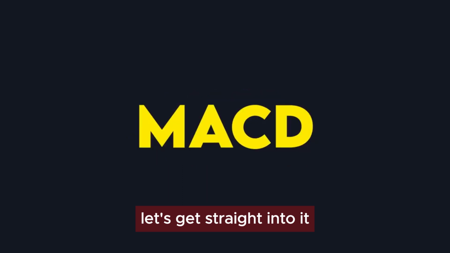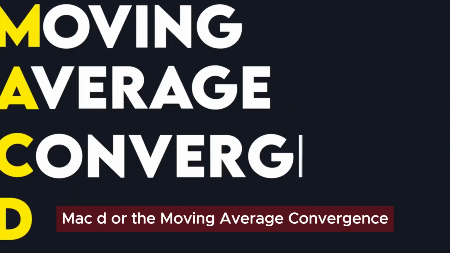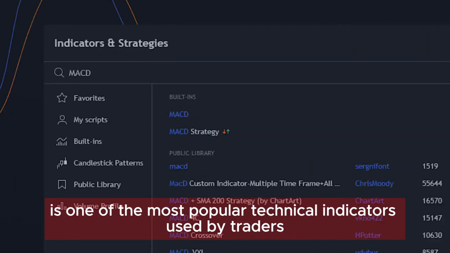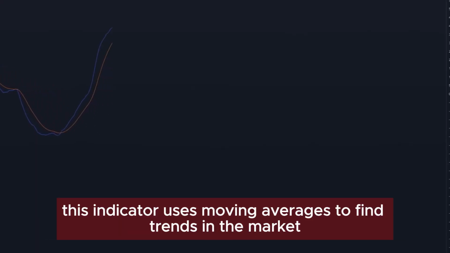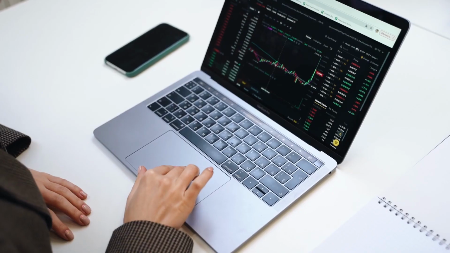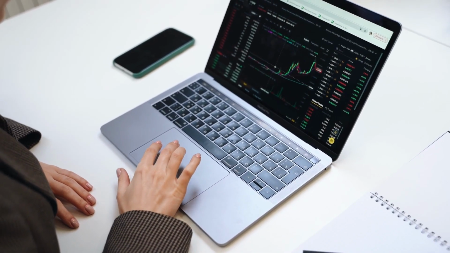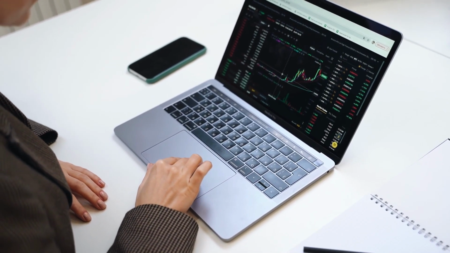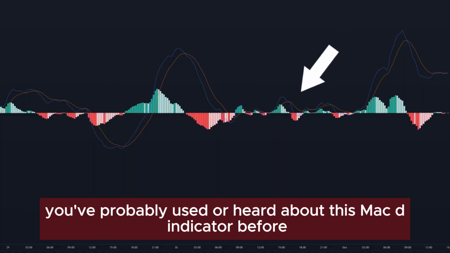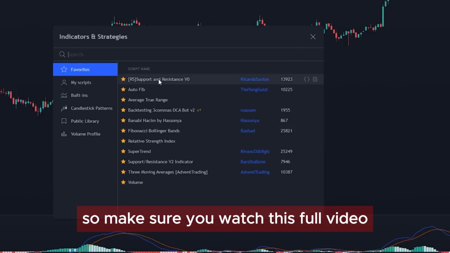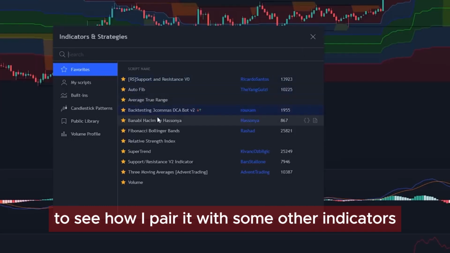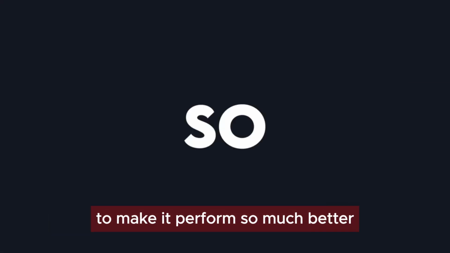Let's get straight into it. The MACD, or the Moving Average Convergence Divergence, is one of the most popular technical indicators used by traders. Essentially, this indicator uses moving averages to find trends in the market, and it's pretty damn good at it too. Now, if you're an experienced trader, you've probably used or heard about this MACD indicator before, but the MACD is, so make sure you watch this full video to see how I pair it with some other indicators to make it perform so much better.